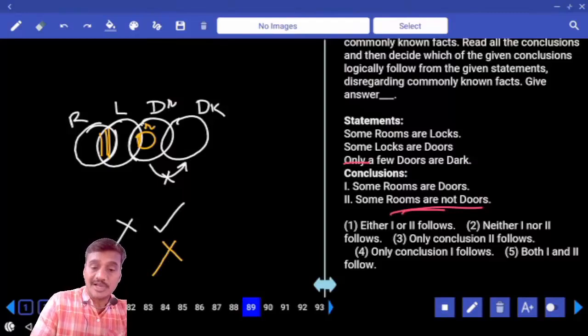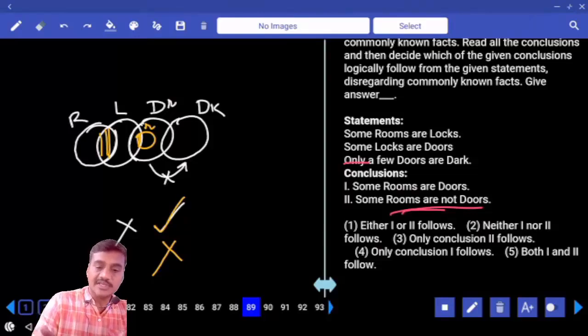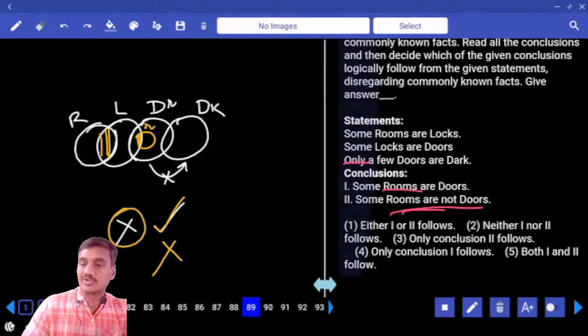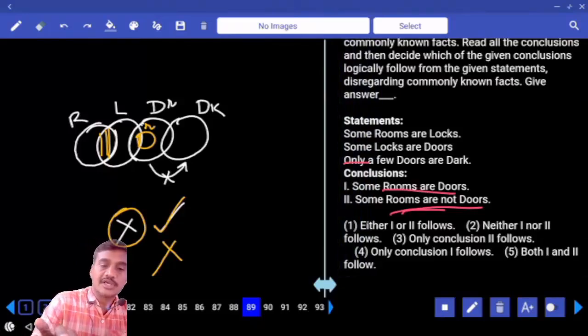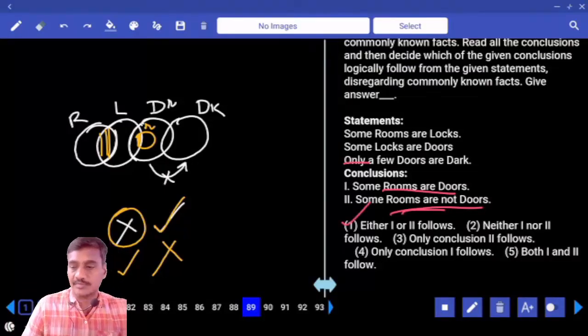ఓకే, ఇప్పుడు ఆల్టర్నేట్ డయాగ్రామ్ ఏమైపోయింది? ఫాల్స్ అయిపోయింది. ఇంతకుముందు ట్రూ అయిన నెగిటివ్ కంక్లూజన్ ఇప్పుడు ఫాల్స్ అయింది. ఇంతకుముందు ఫాల్స్ అయిన అఫర్మేటివ్ కంక్లూజన్, సమ్ రూమ్స్ ఆర్ డోర్స్, ఇప్పుడు ట్రూ అయిపోయింది. కనుక ఫస్ట్ది ట్రూ అయితే సెకండ్ది ఫాల్స్, సెకండ్ది ట్రూ అయితే ఫస్ట్ది ఫాల్స్. అండ్ వాట్ ఈజ్ యువర్ ఆన్సర్? ఈదర్ 1 or 2, చాయిస్ 1.